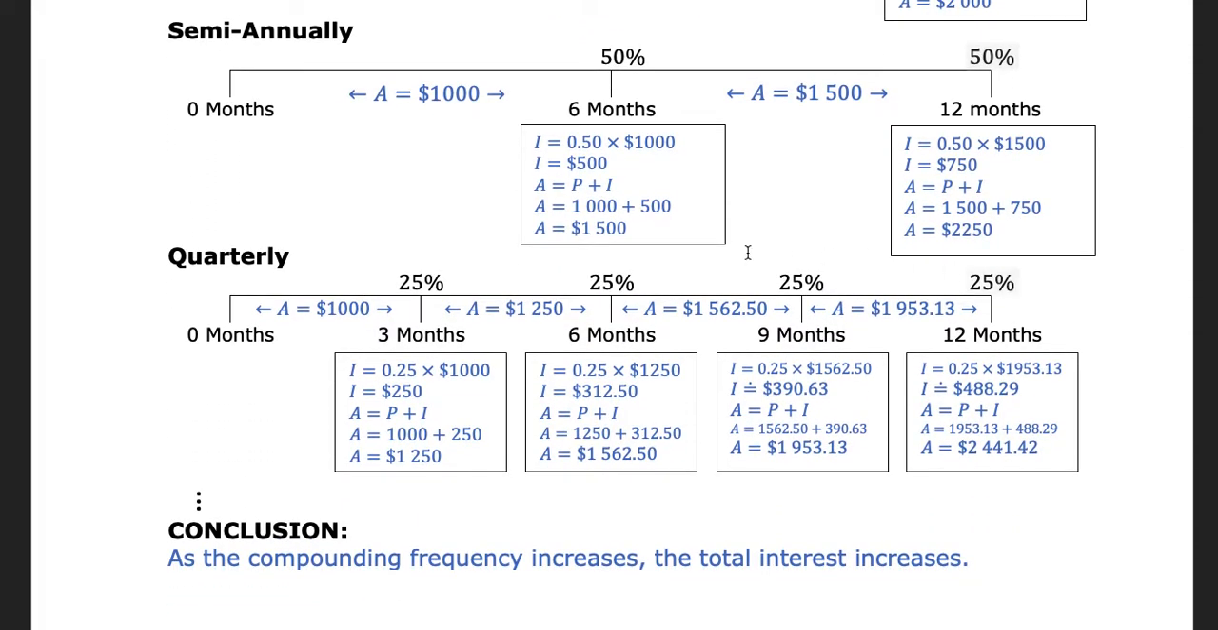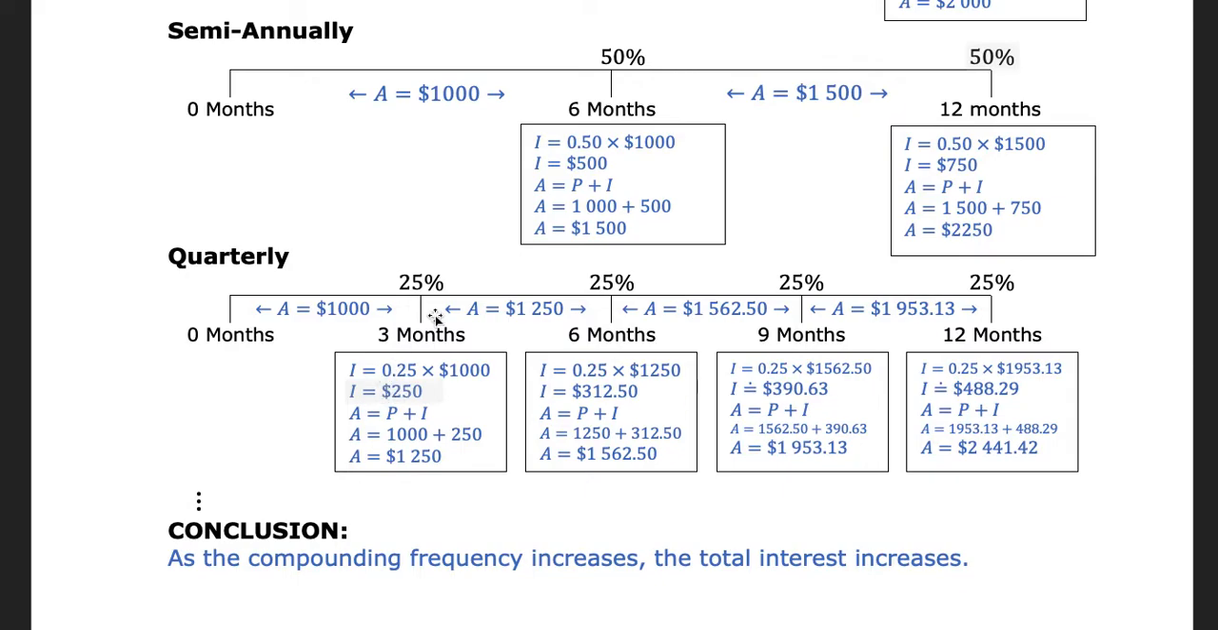Next, quarterly means that we've split the year into 4 equal intervals. That would be every 3 months. And at the end of each quarter, we're going to calculate 25% of the amount, because 25 plus 25 plus 25 plus 25 is still an annual percentage rate of 100%. So the interest rate at 0.25 times 100, we have $250 in interest earned in this first quarter.